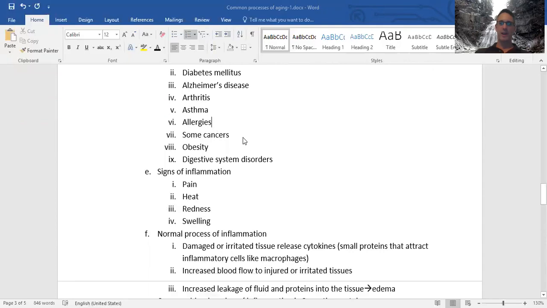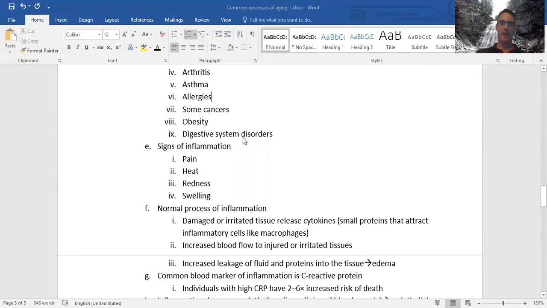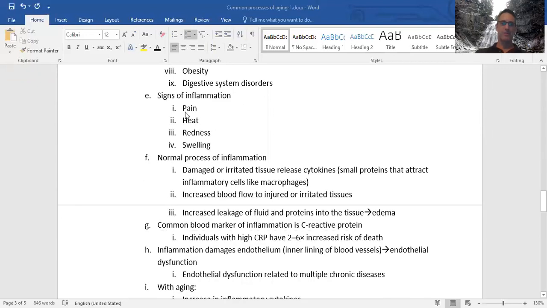Anyway, cancers and so forth. So inflammation is associated with aging and with chronic disease. So signs of inflammation, this is more the local inflammation we were talking about: pain, heat, redness, swelling.